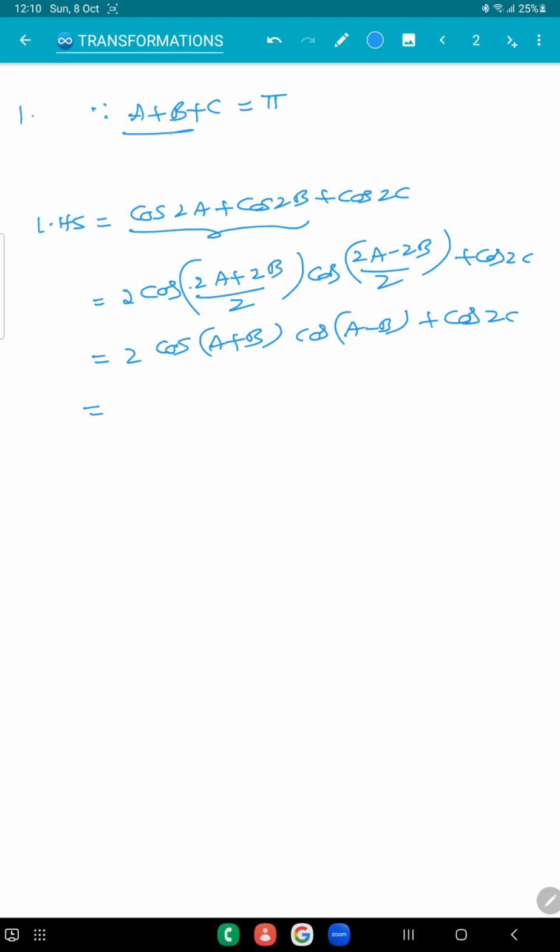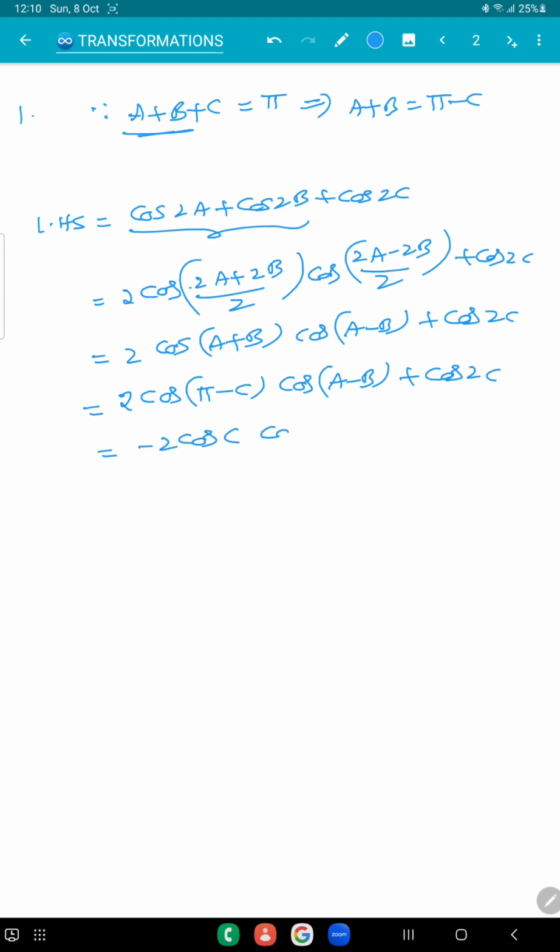So from this one, A plus B becomes pi minus C, right? So that implies 2 cos (pi minus C) cos (A minus B) plus cos 2C. Cos (pi minus theta) is minus cos theta, so minus 2 cos C cos (A minus B) plus cos 2C. This term should be written in terms of C. That is the main thing. You have to observe that.